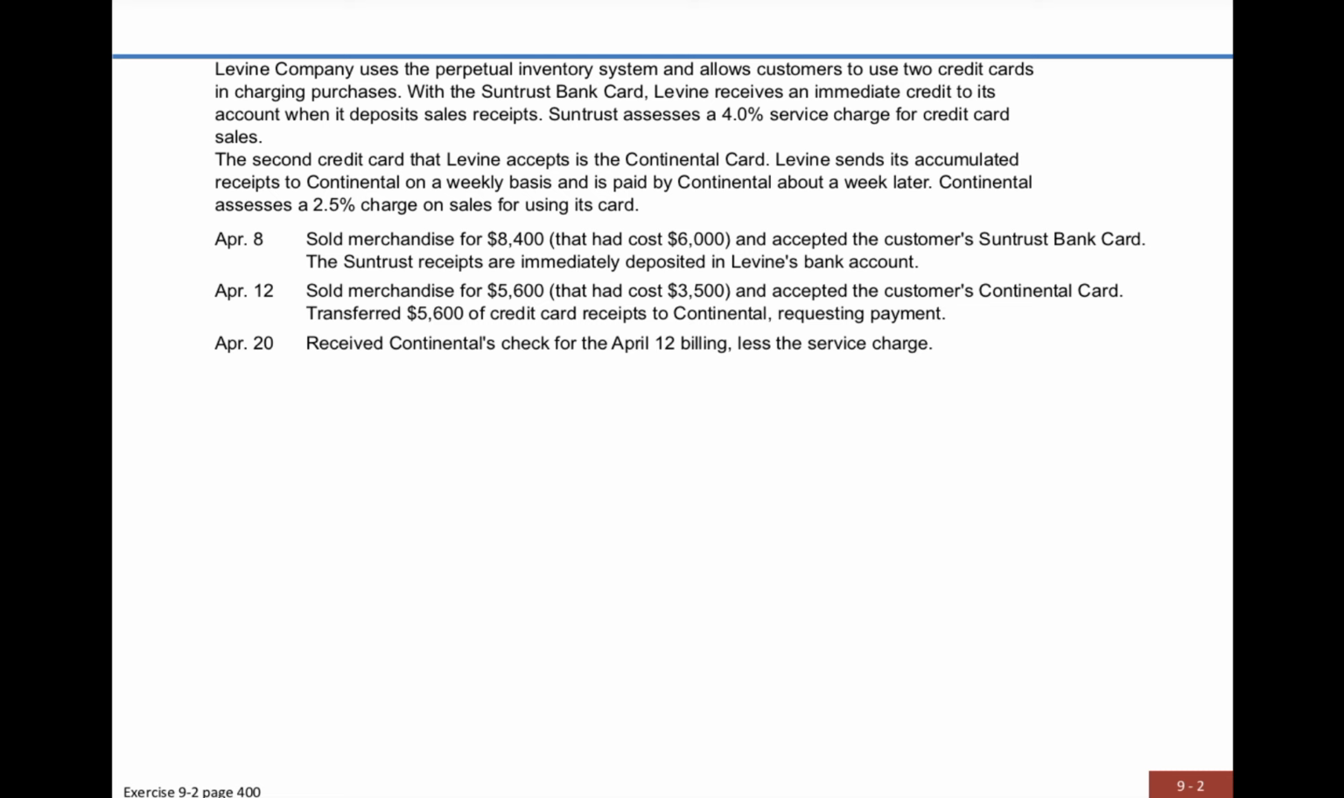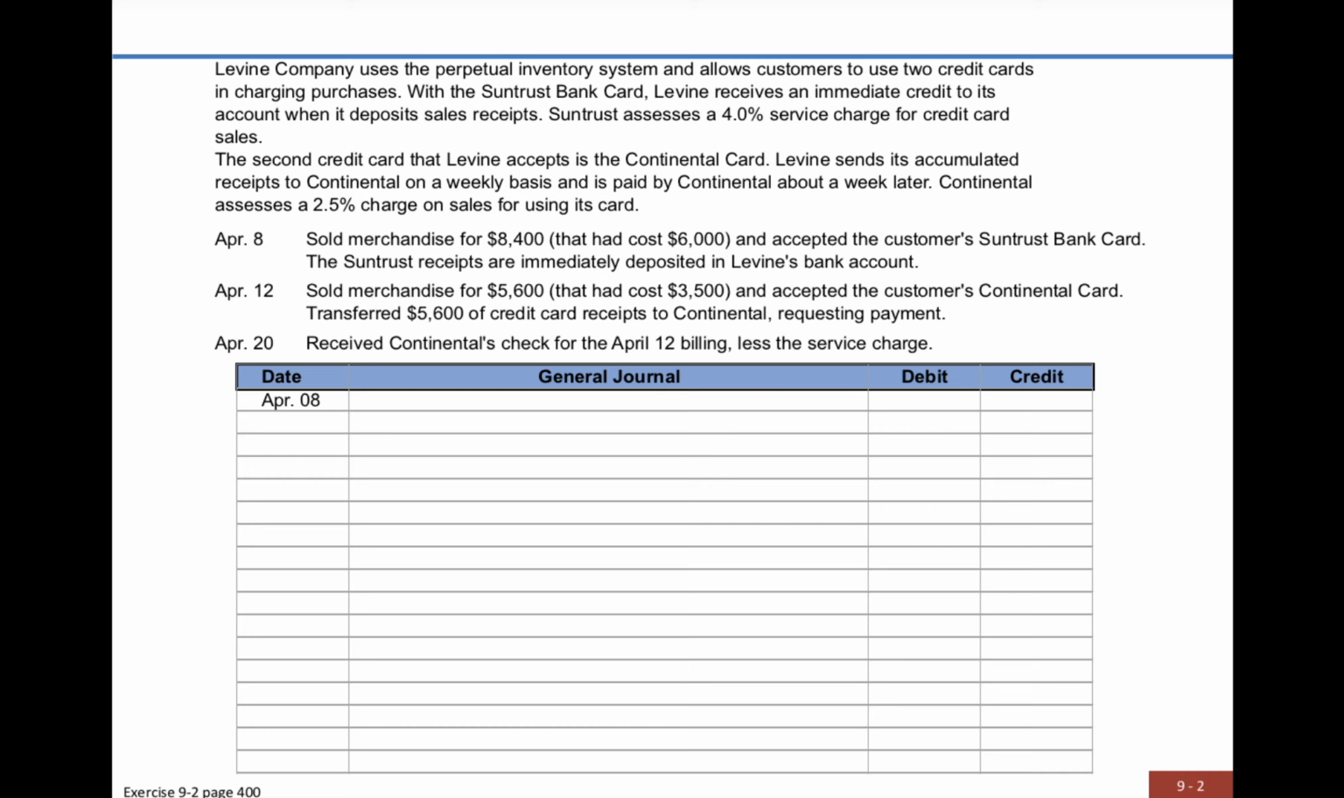So on April 8th, we sold merchandise for $8,400 that costs $6,000 to us. We sold that by accepting the customer's SunTrust Bank card. SunTrust receipts are immediately deposited in Levin's bank account. So what does that mean? That means that of these two, we're looking at this rate of 4%. So we're not going to get all of this money. We're going to get 8,400 times 96%. The other 4%, SunTrust is just going to keep as a service charge. So they earn that immediately when the card is used.